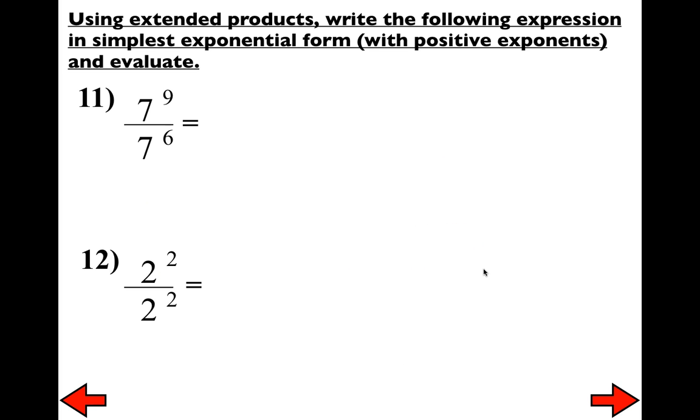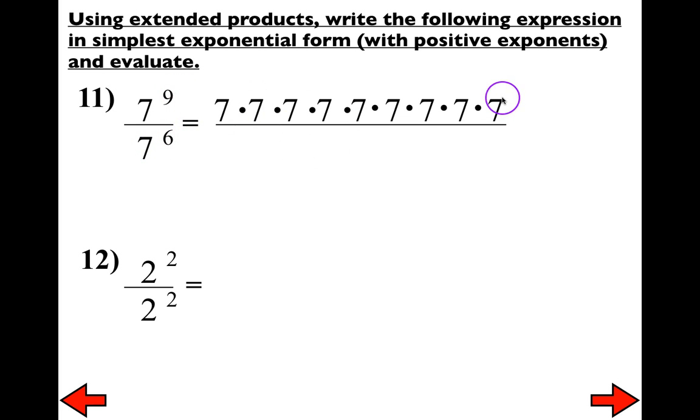Okay. So now, let's go ahead and practice a couple more. Number 11, 7 to the 9th power. What does that mean? I'm going to write 7 9 times over 7 6 times. So here's 9 7's, and underneath I'm going to write 6.